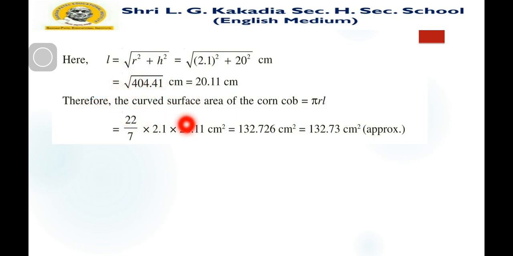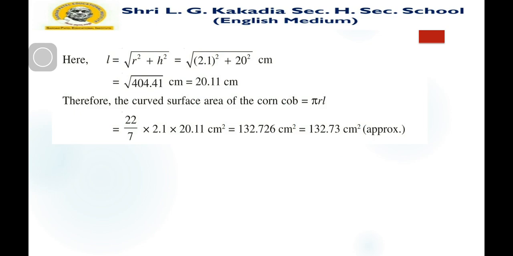Now therefore the curved surface area of a corn cob is equal to pi r L. So 22 by 7 into 21 into 20.11 centimeter square. Here the 7 and 21 will cancel, 7 threes are 21, so here 3 will come. After multiplying all the terms we get 132.726 centimeter square, which is equal to, here we round up, 6 is more than 5, so we add 1 to the preceding decimal point, which is equal to 132.73 centimeter square approximately. So we get the curved surface area of a corn cob.